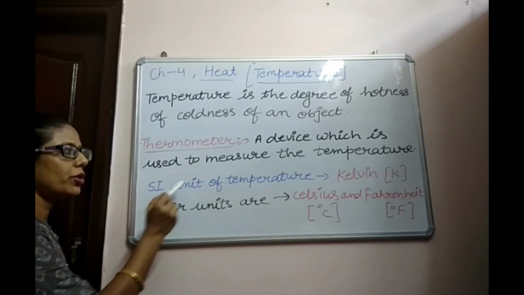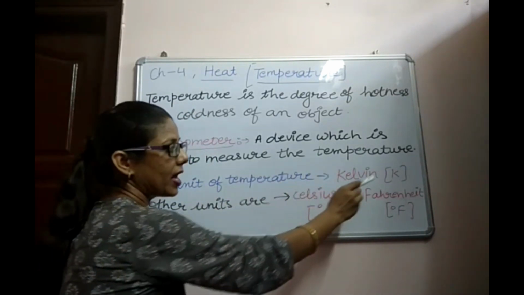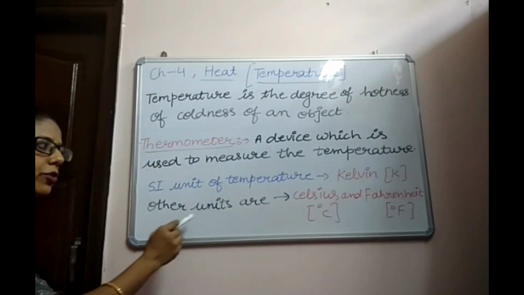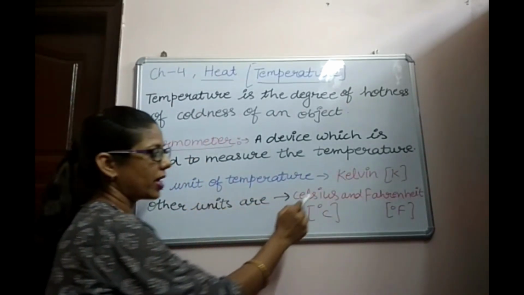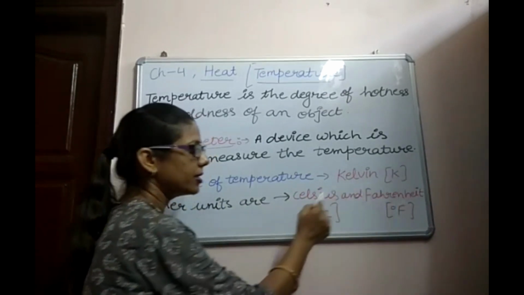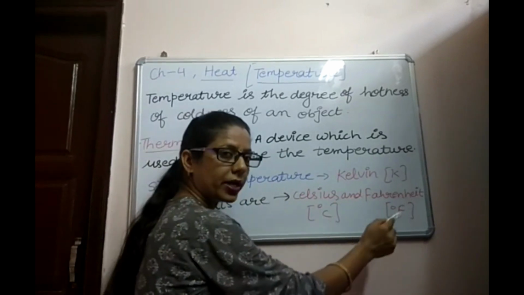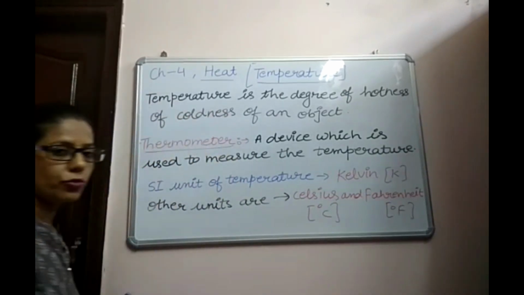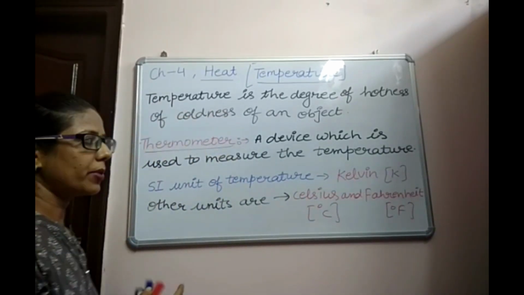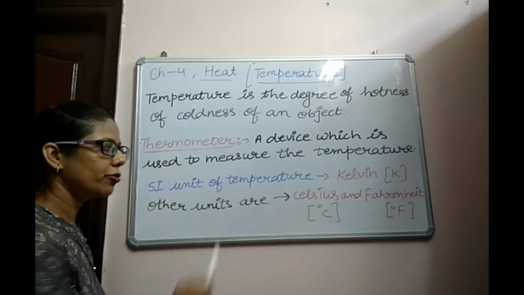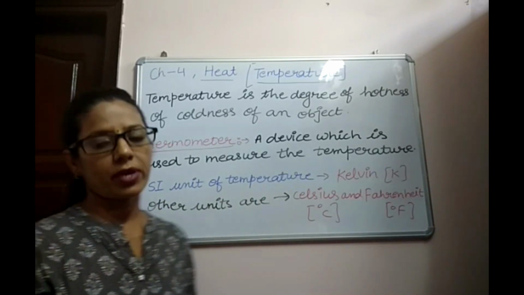The SI unit of temperature is Kelvin, and it is denoted by capital K. Other units for measuring the temperature are Celsius and Fahrenheit. Celsius is denoted by degree C and Fahrenheit is denoted by degree F. So the SI unit of temperature is Kelvin, and other units are Celsius and Fahrenheit.